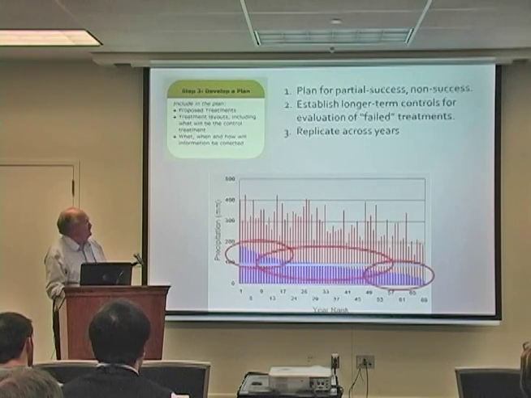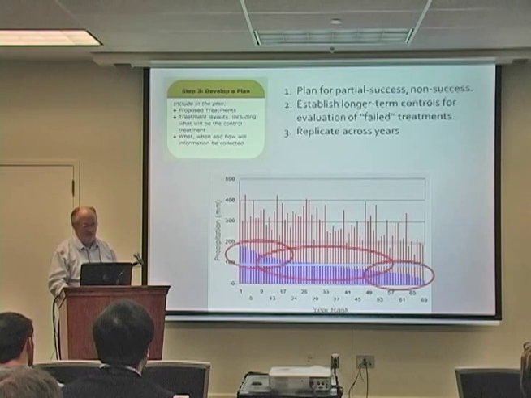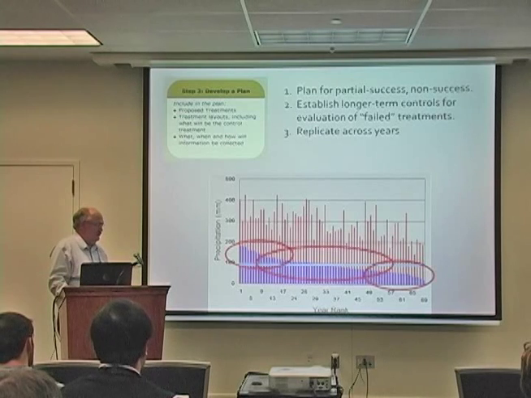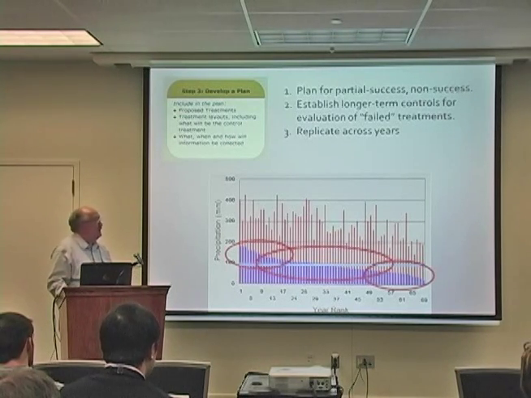The next thing, as far as developing a plan, I mentioned before, I think it's important to plan for partial success or non-success. I don't know how many tours I've been on over the years where you're looking at what is being described as restoration success. You can see seedlings coming up. You can also see cheatgrass coming back in.